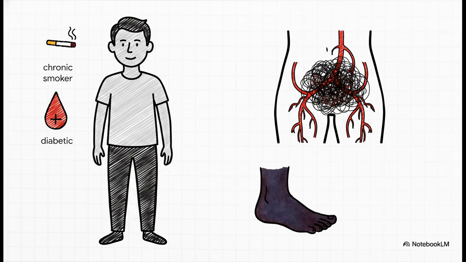So let's meet the patient. He's a 54-year-old man, a diabetic, and a longtime smoker who comes in with a gangrenous foot. Not good. The angiogram gives us the full picture, a complete aortoiliac thrombosis. We're talking a massive clot that's blocking all blood flow from the aorta down to his legs. The team on call decides to go in with catheter-directed thrombolysis.